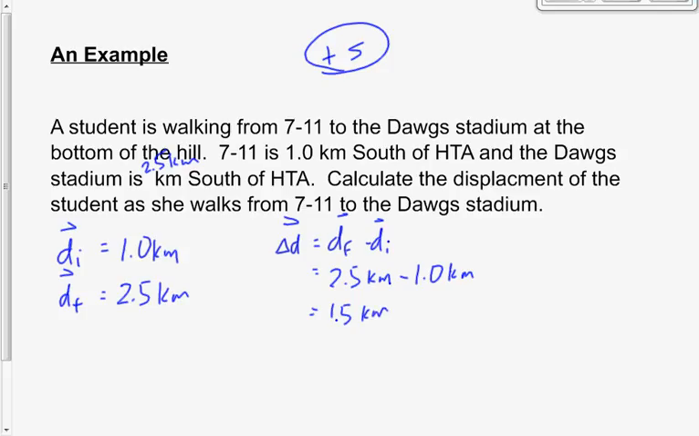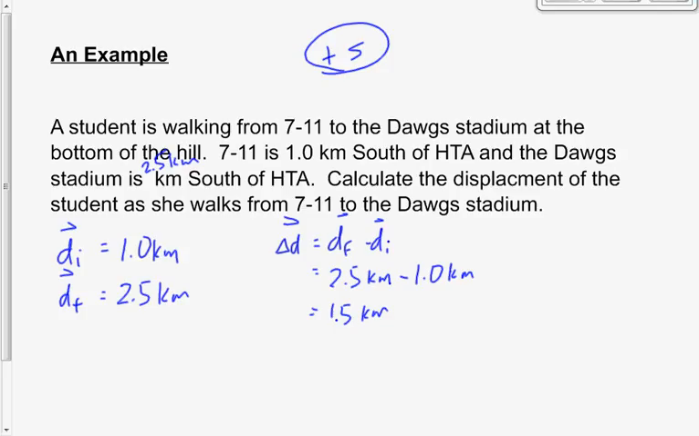So what's my displacement? You guys probably could have figured this out without writing anything down, right? But it's a good habit to start writing it down, because when the questions get harder, you're going to have to. How far did I walk? 1.5 kilometers, of course. If one of them is a kilometer away and one of them is 2.5 kilometers away, and I went from one to the other, I walked 1.5 kilometers.